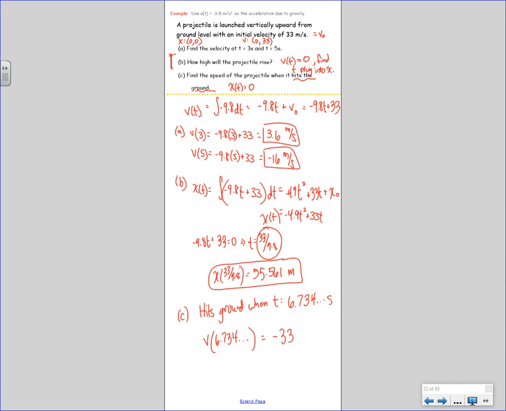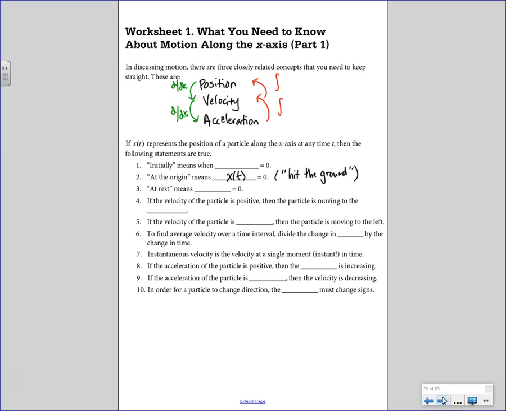Cool. So if they want the speed, what am I going to put? Just the positive. Just 33. Just positive 33. So speed is going to equal 33 meters per second. Now, is there something in our motion packet we might be able to fill in his speed? What can we fill in? We've already filled in hit the ground. We filled in position, velocity, acceleration. How about initially? What do we know about initially?